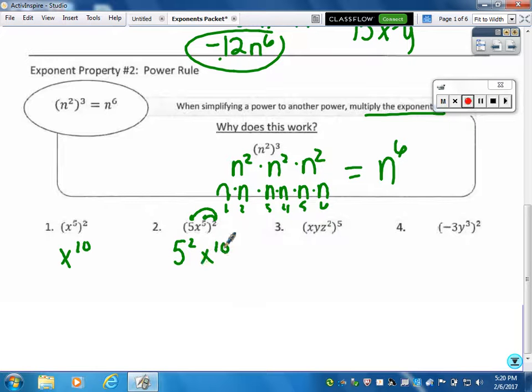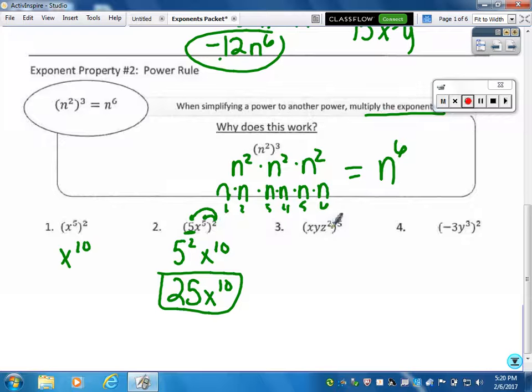So where I don't want you to go wrong on this is 5 squared is 25, not 10. This is still following its normal rules. It's a coefficient, it's a base to an exponent, a big number to a little number. So go ahead and follow your exponent rules for that. But power rule is right here, exponent to exponent. That's where you multiply.